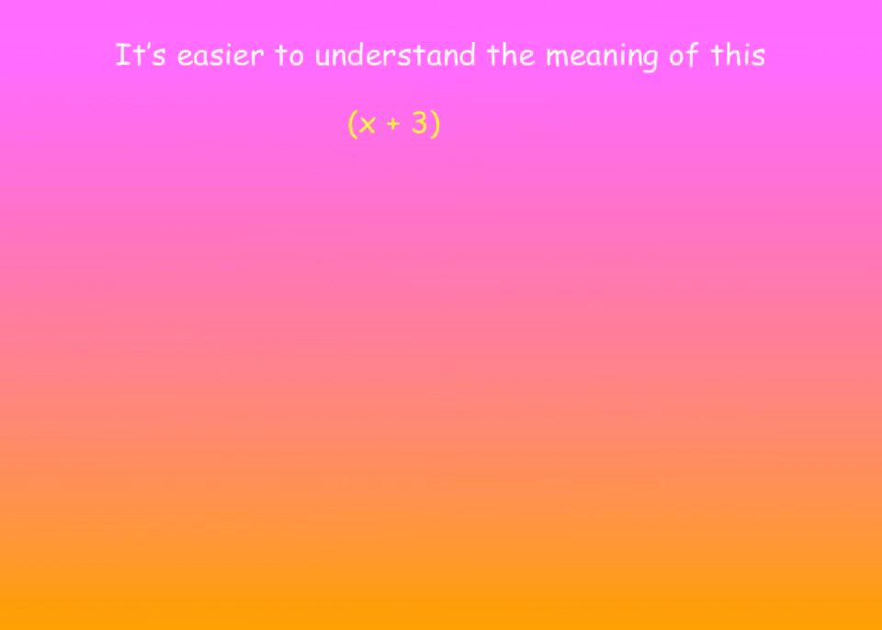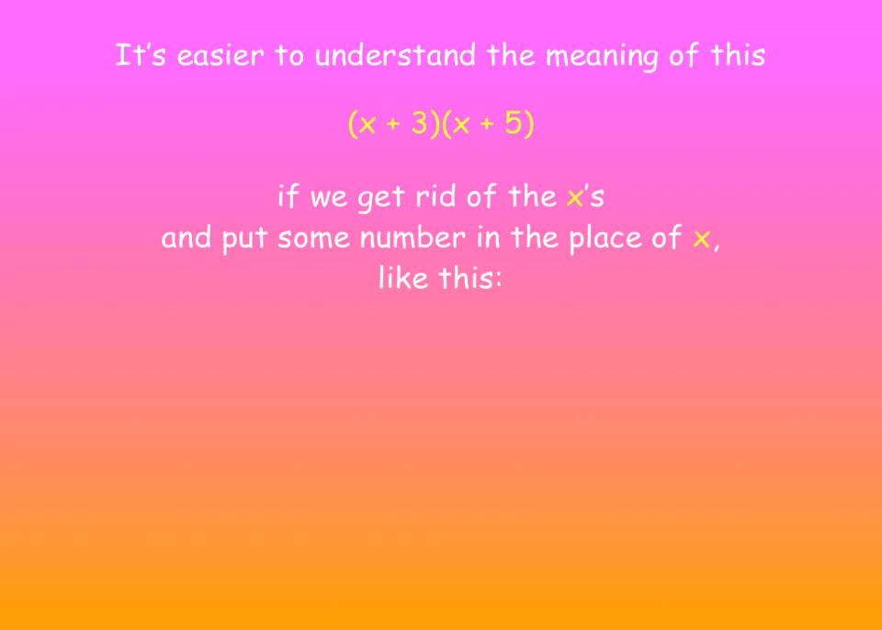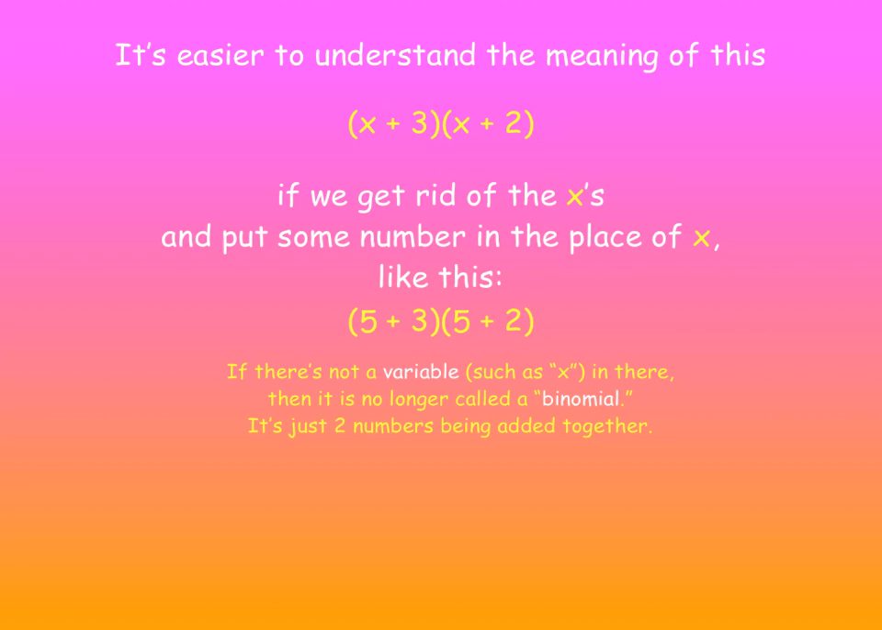It's easier to understand the meaning of this, x plus 3 times x plus 5, if we get rid of the x's and put some number in the place of x, like this. We'll take out those x's, and well, we could put 5's in, for example. So now it looks like 5 plus 3 times 5 plus 5. If there's not a variable such as x in there, then it's no longer called a binomial. It's just two numbers being added together. But replacing x with an actual number gives you a good idea of what the binomial could represent.